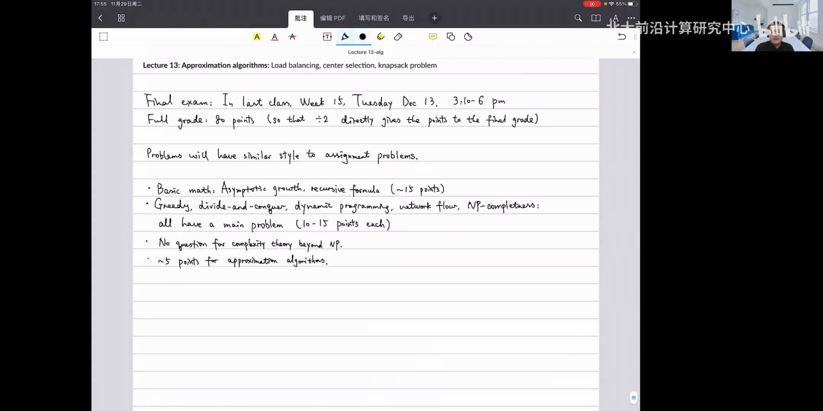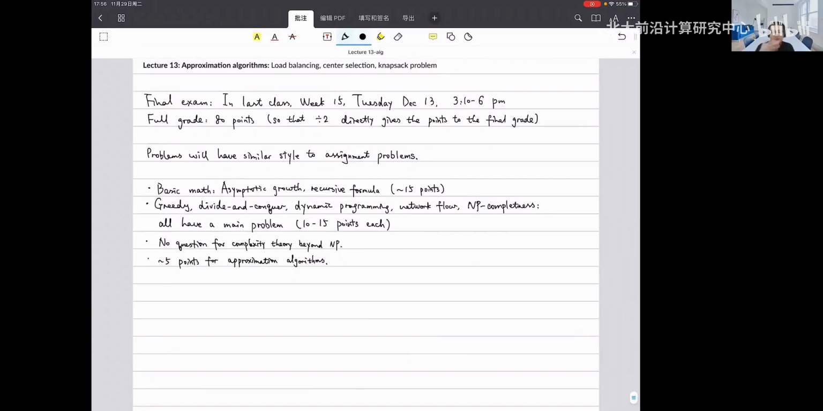And for the main parts, basically for the algorithm parts, and also in the complexity theory part, showing that some problem is NP-complete. So these are the 5 main parts introduced in this class. For greedy, divide and conquer, dynamic programming, network flow, and NP-completeness, for these 5 main parts, you are expected to have 1 main problem for each of them. And each of them is going to take 10 to 15 points each.